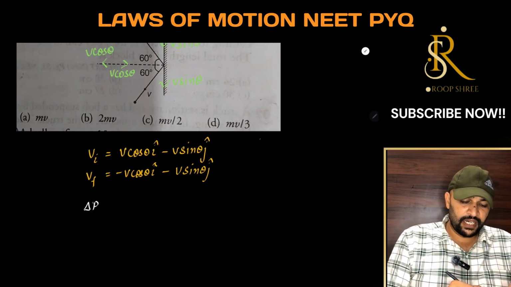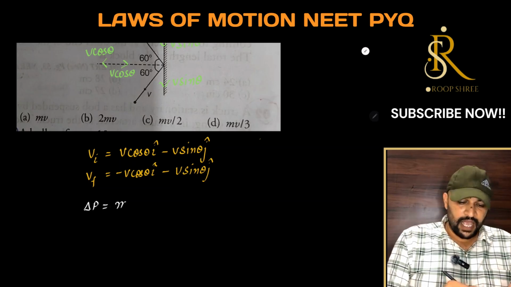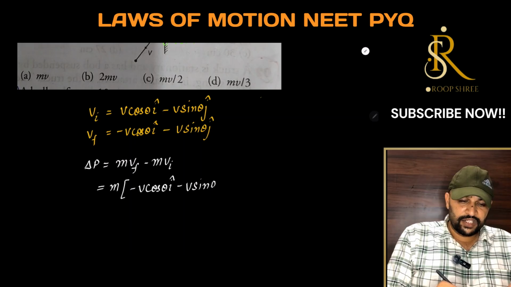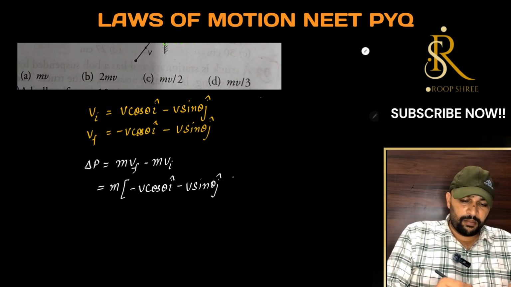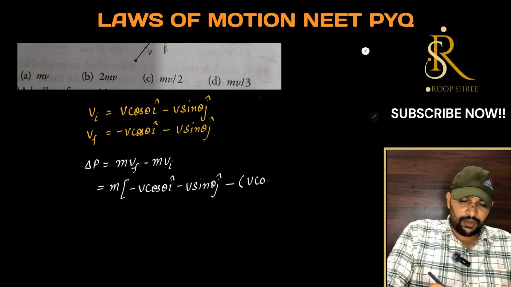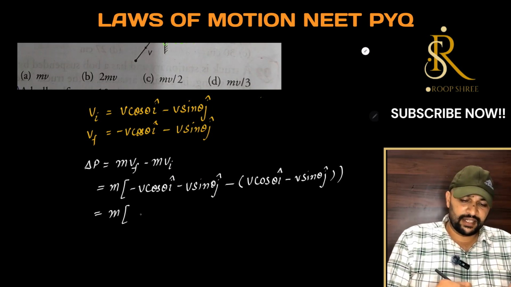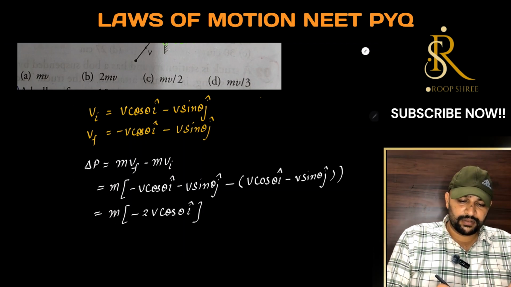So the change in momentum will be delta p, that's our impulse imparted, that will be m v final minus m v initial, correct? Taking m common, v final will be minus v cos theta i cap and minus v sin theta j cap, correct? And minus, putting a bracket to avoid mistakes, v cos theta i cap and minus v sin theta j cap. So when you open the bracket, we can see that sin theta gets cancelled with sin theta, and v cos theta is left. So we are left with 2 v cos theta i cap, correct?